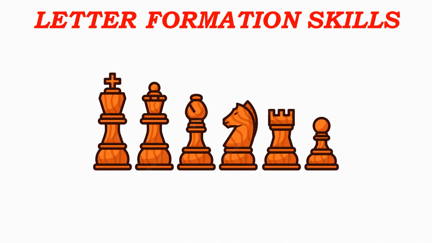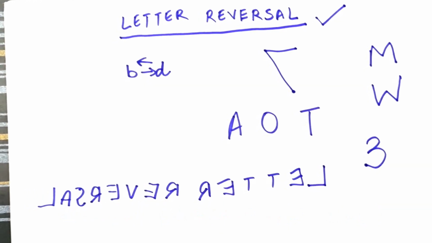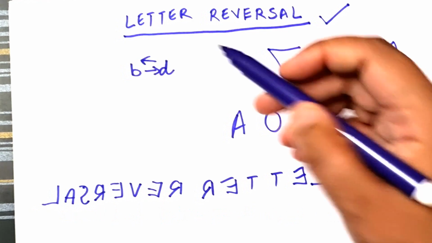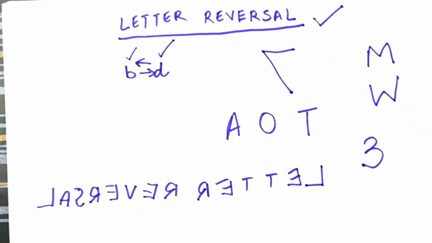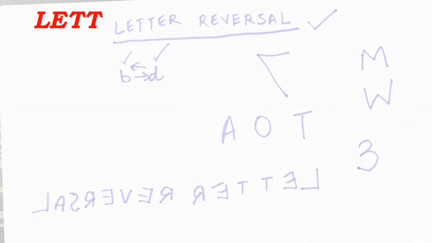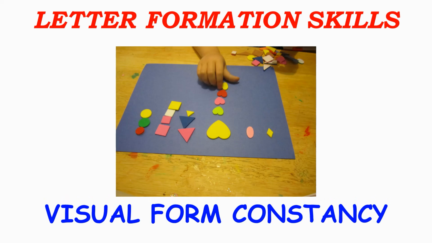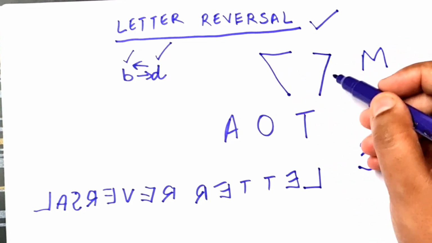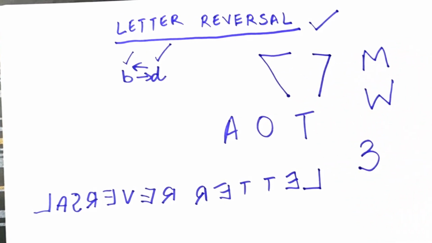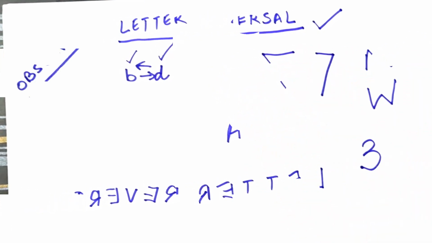2 skills are very important to understand formation of letters. First is known as visual discrimination, and it is basically the ability where one alphabet is clearly differentiated from the other. You can click the card for how to improve visual discrimination in children. The second skill is known as visual form constancy, in which no matter in which orientation a particular alphabet, number, or shape is, the child is still able to recognize it, even if I write 7 like this.